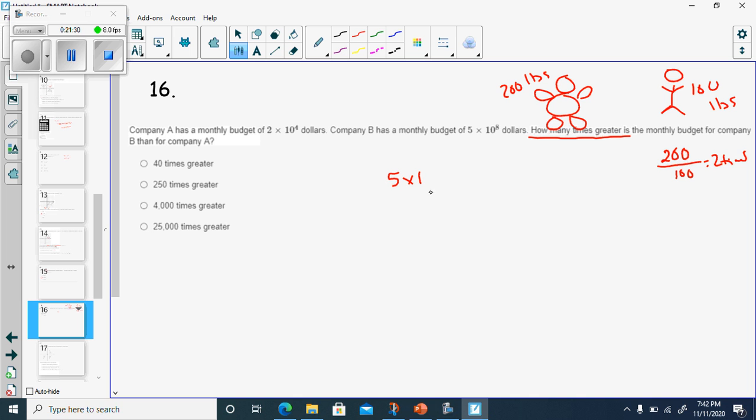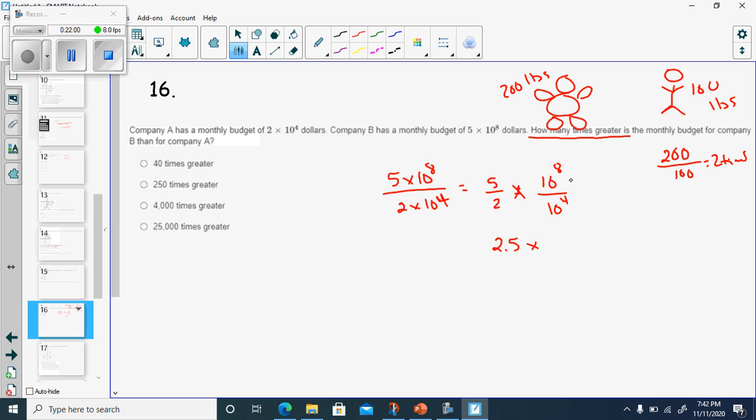5 times 10 to the 8th divided by 2 times 10 to the 4th. Now, let's split these up. Let's collect like terms. This is 5 divided by 2. See, I've got the numbers in the front. And now let's put the bases and the exponents this way: 10 to the 8th divided by 10 to the 4th. Oh, wait, this is times. 5 divided by 2 is 2.5 times.